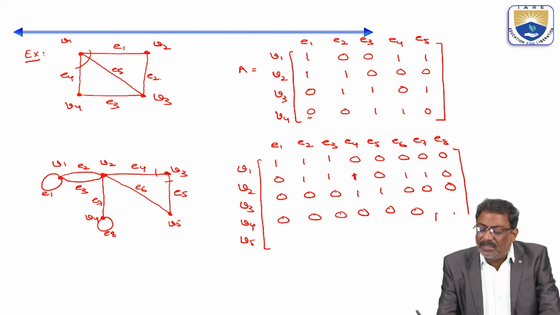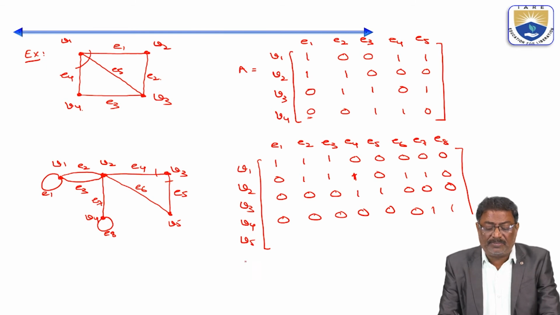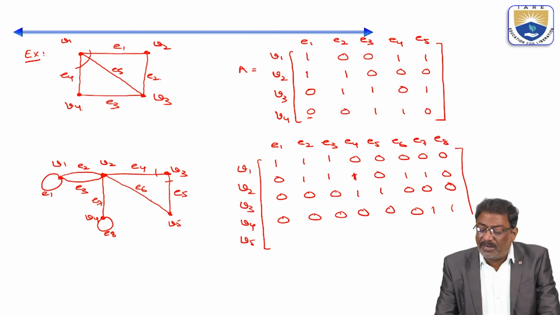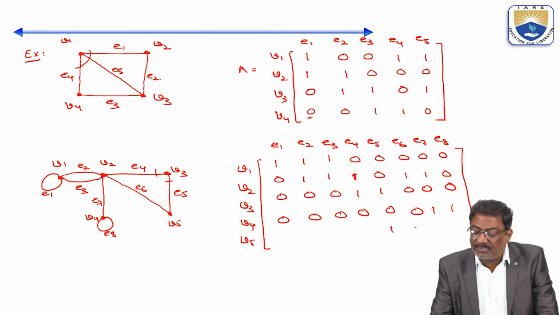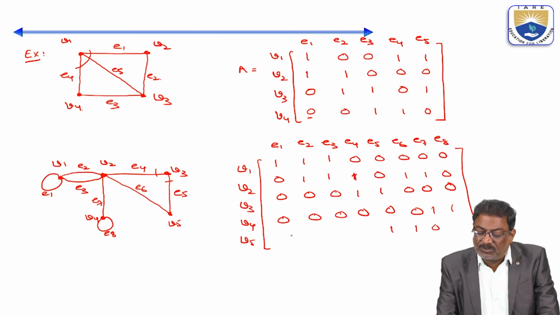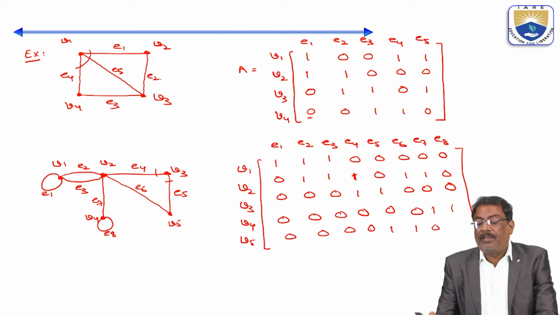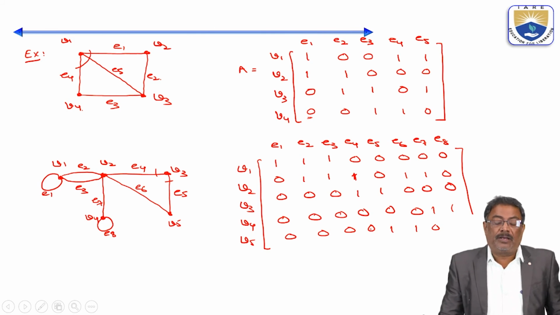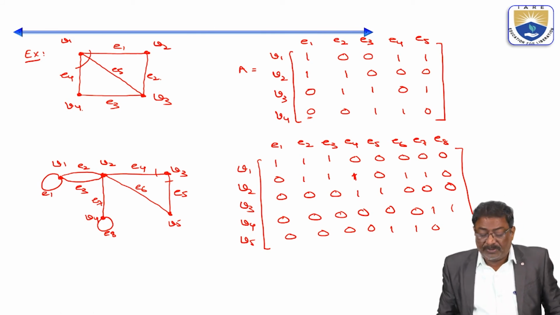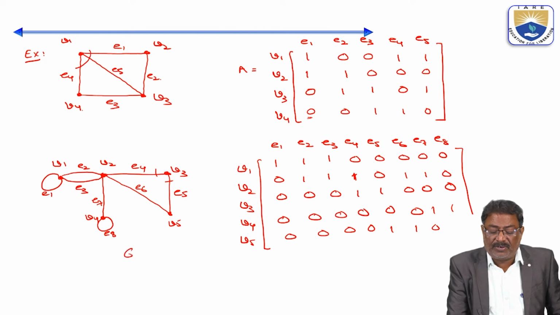Only 2 edges are incident to that vertex, so 1, 1. Then V5, if I am considering V5, this is V5, so E5 and E6. The remaining are zeros. So this is the incidence matrix for the pseudograph which is given as this G1.